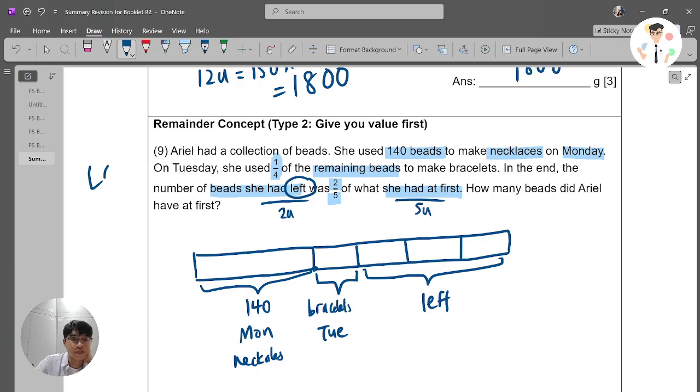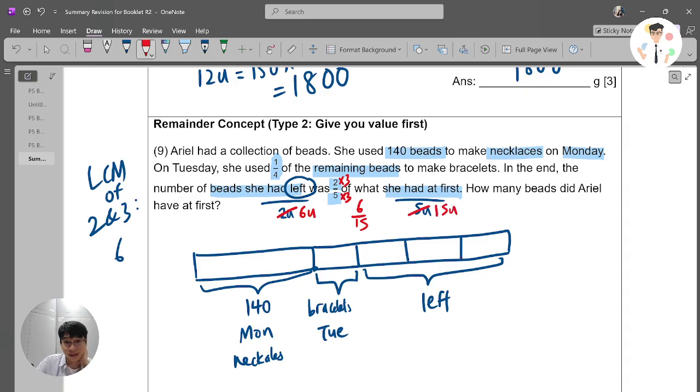The LCM of 2 and 3 is 6. So 2/5 must be times 3 to become what? 6 over 15. So this one's supposed to be 6 units. This one's supposed to be 15 units.